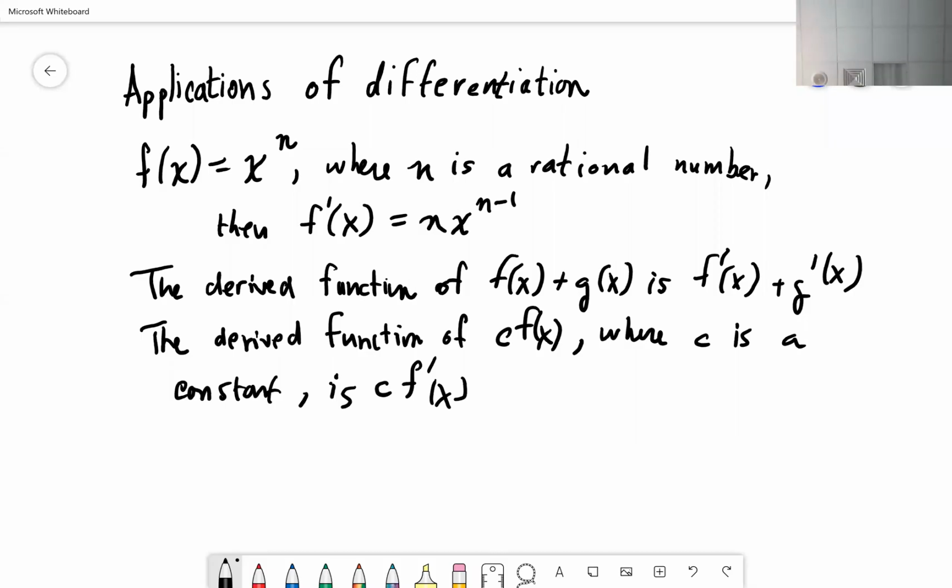All right, guys, let me share with you the whiteboard. All right, so here we go. So there we have the basic power rule. Here's what I want to do.